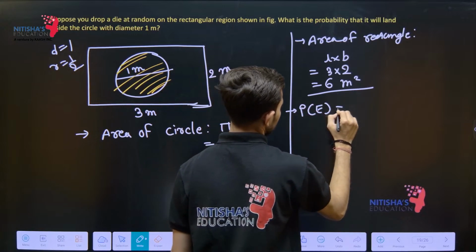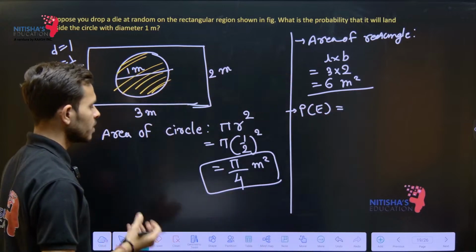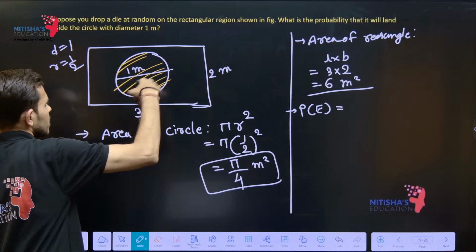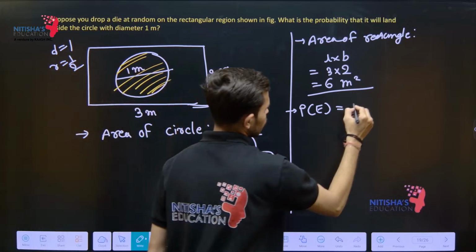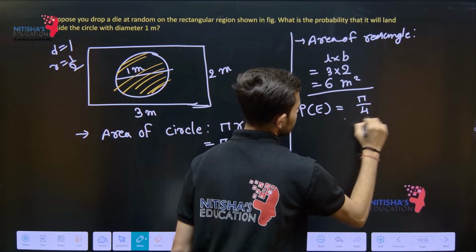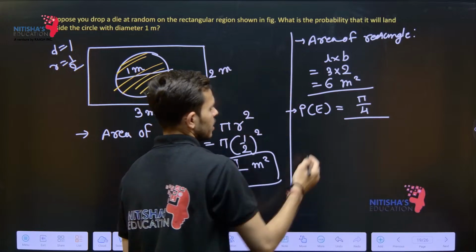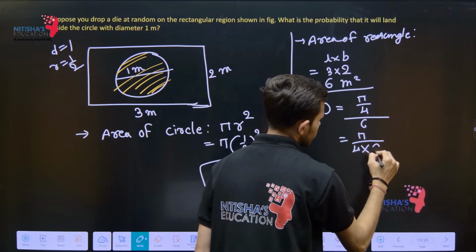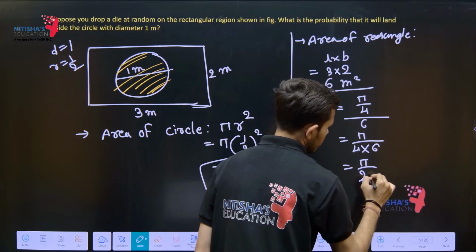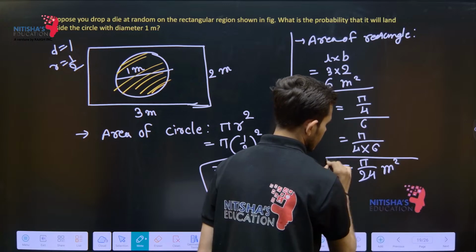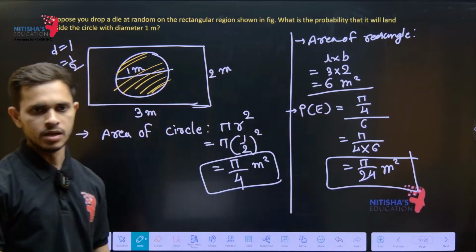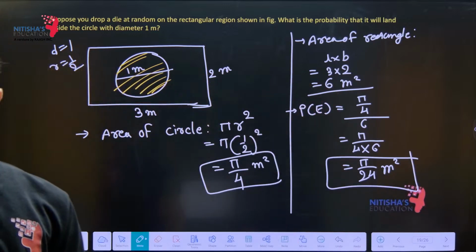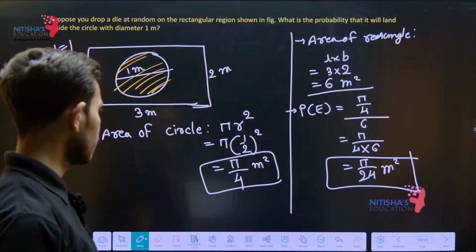Probability P of E is given by the favorable result. Favorable result क्या है, हमारा सर्कल का एरिया, तो वो हो जाएगा π/4 इन न्यूमेरेटर. टोटल रिजल्ट क्या है हमारे पास 6, सो इट्स π/4 इंटू 6, इट इज π/24 मीटर स्क्वायर. ये हमारी प्रोबेबिलिटी हो जाएगी गिवन क्वेश्चन की.